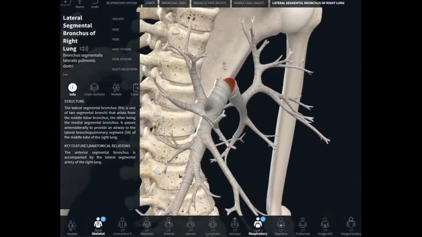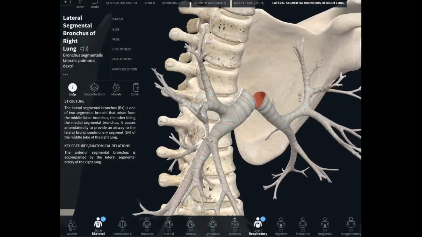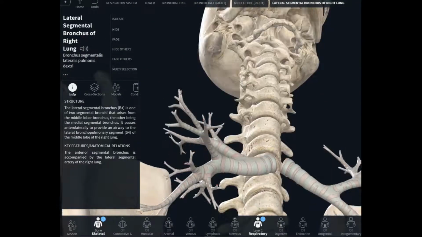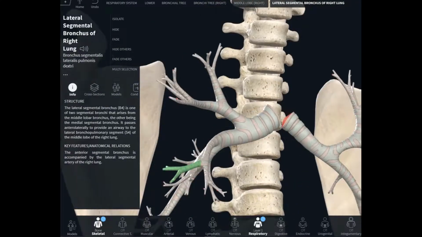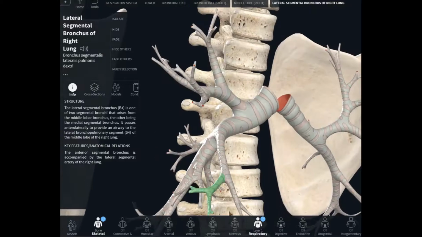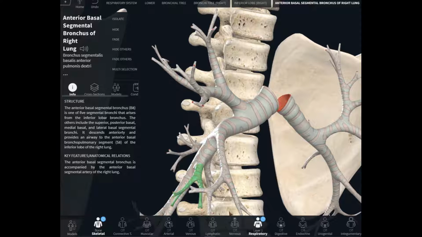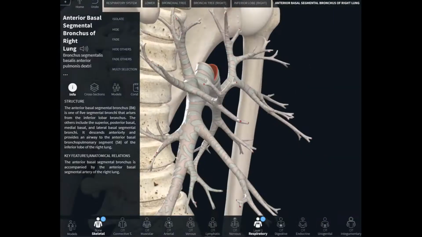So we have the medial segmental bronchus of the right lung, and then we have the lateral segmental bronchus. Anything that projects towards the lateral side of the lung is known as the lateral bronchus. These supply the middle compartment of the lung. So the apical compartment is done, the medial compartment is done. Now we have the basal compartment.